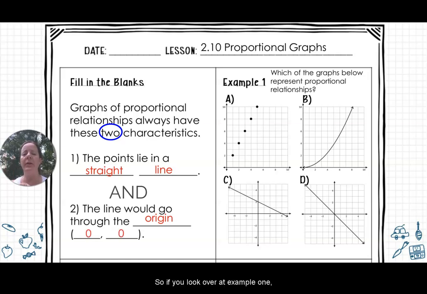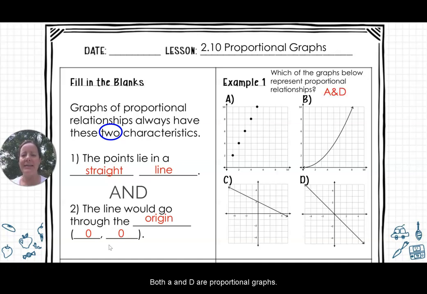So if you look over at example 1, pause the video for a moment and decide which graphs would you say look proportional based off of these two characteristics. Do we have a straight line, and does it go through the origin? So now that you've had some time to decide which ones are proportional, let's look at this.